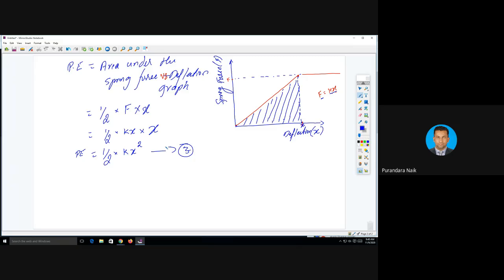Please plot the graph, then write the equation for potential energy. First, you draw the graph.